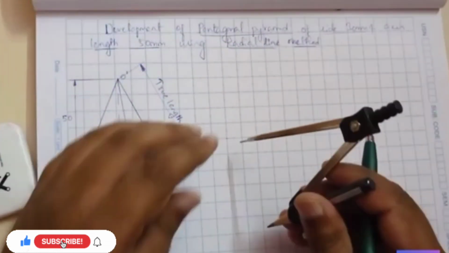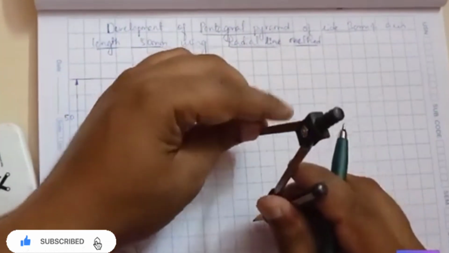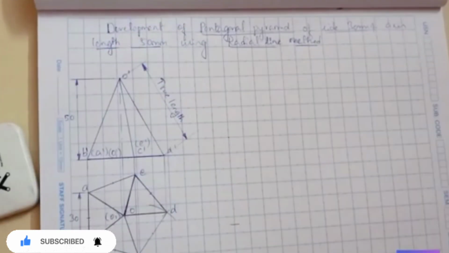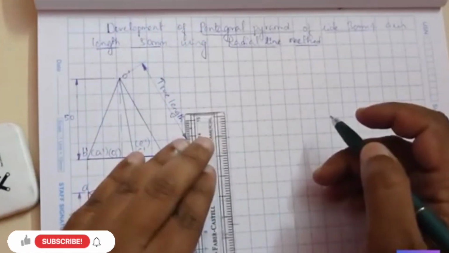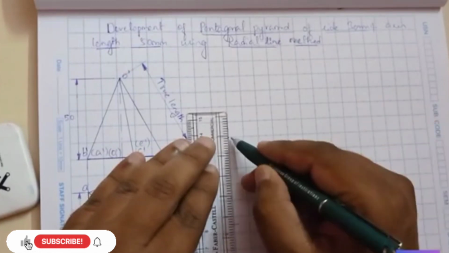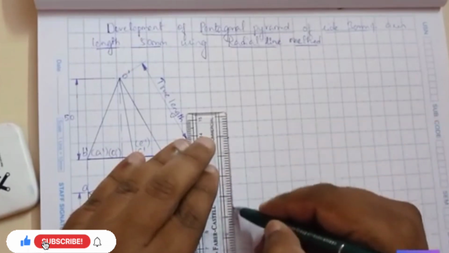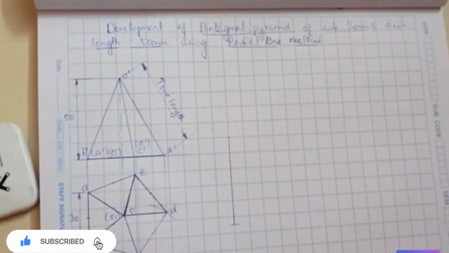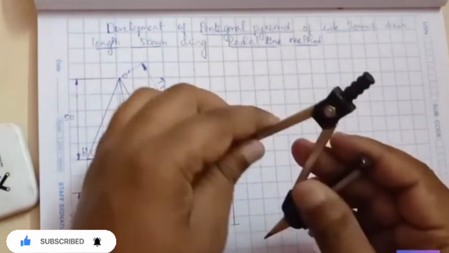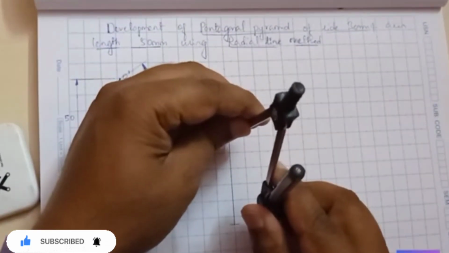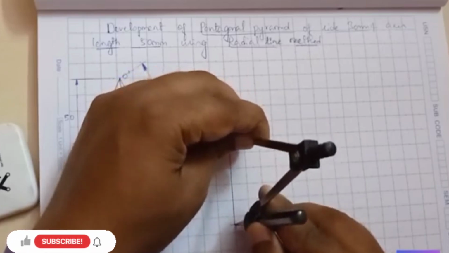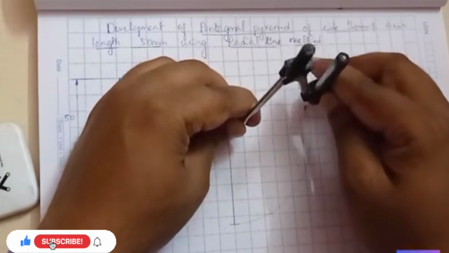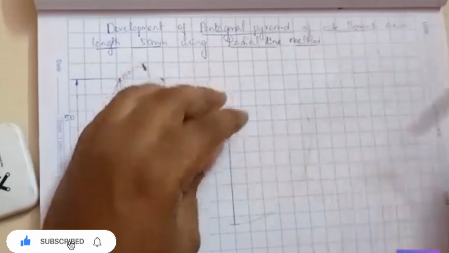Okay, so I'm going to construct this, cut the arc. Okay, this is the length, from here to here. This is the true length. Now after that, using the compass, we'll be measuring this length. And then we'll be drawing a small thin line, like this.